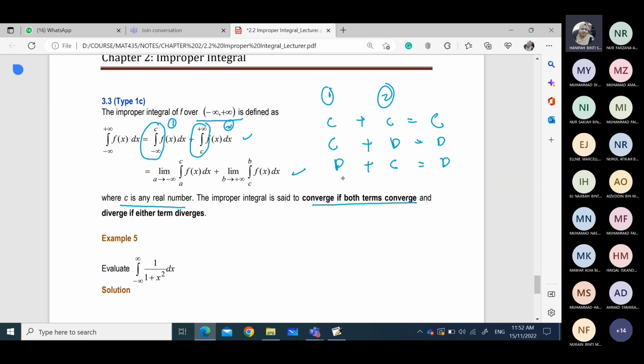Okay, so what happens if both diverge? It has no conclusion. Dia tak ada conclusion lah. Okay, we need to use another method. Alright, ada soalan? Tak ada.